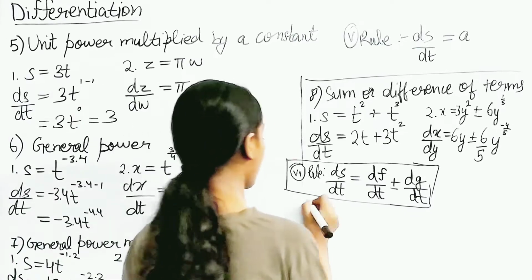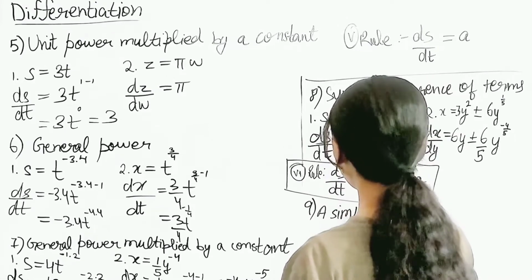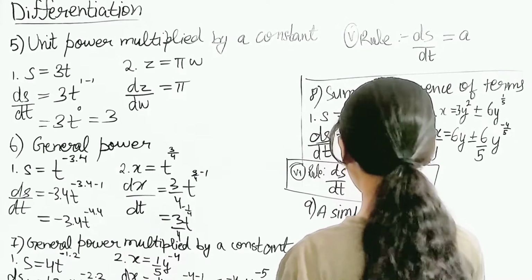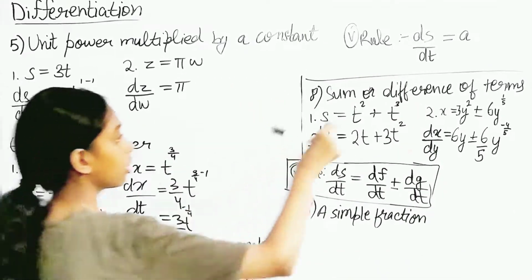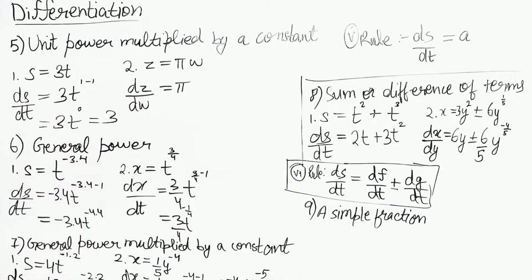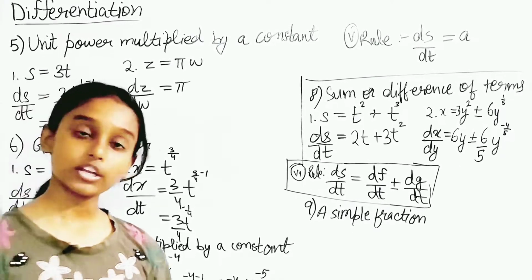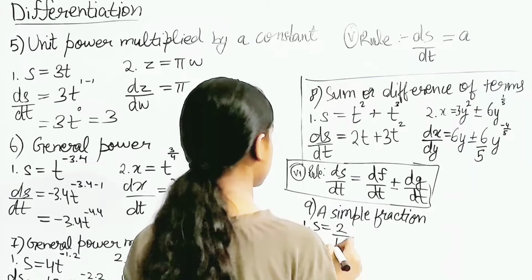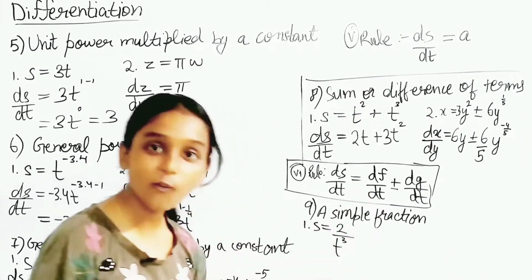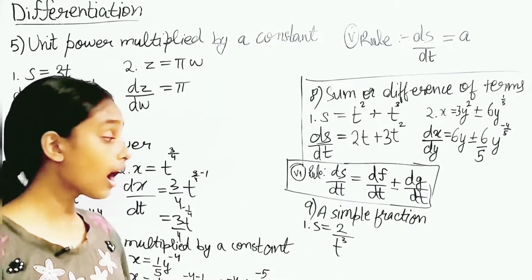Now let's discuss the ninth one. The ninth one is a simple fraction. We have already used a fraction, but in this simple fraction we have something else. Let's see what it is. First, s is equal to 2 by t cubed. How are we going to differentiate this one?